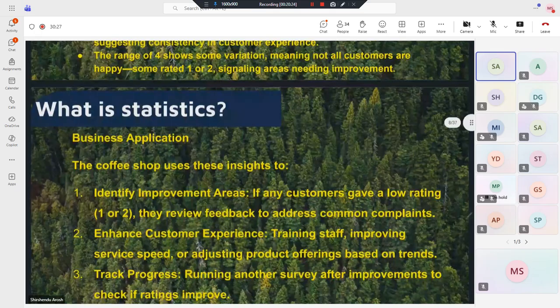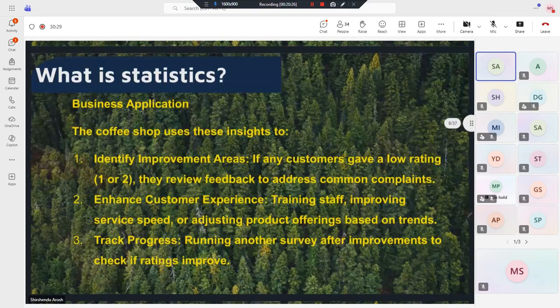But before that, just to give you the descriptive statistics business applications. A coffee shop uses descriptive statistics to identify improvement areas. Suppose the customer gave a low rating, 1 or 2, on say 10 or 15 questions. Under that, suppose some places you got the average or median as 1 or 2. Basically you can improve that particular area and enhance the customer experience. Depending on those numbers, you can do training or improve your service speed and all these things.